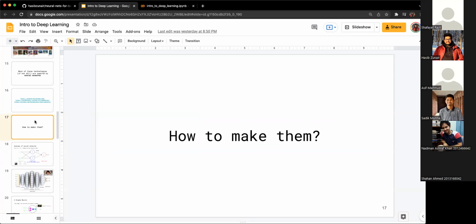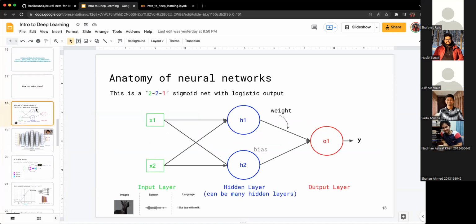Now, let's work from the ground up and see how we could build them. What's the first step behind it? So the anatomy of neural networks would look something like this, where you have X1 and X2 as your input. The input can be an image, it can be speech, as we saw for the translator application, and it can also be language. It can be anything. Just consider it as a signal, right?